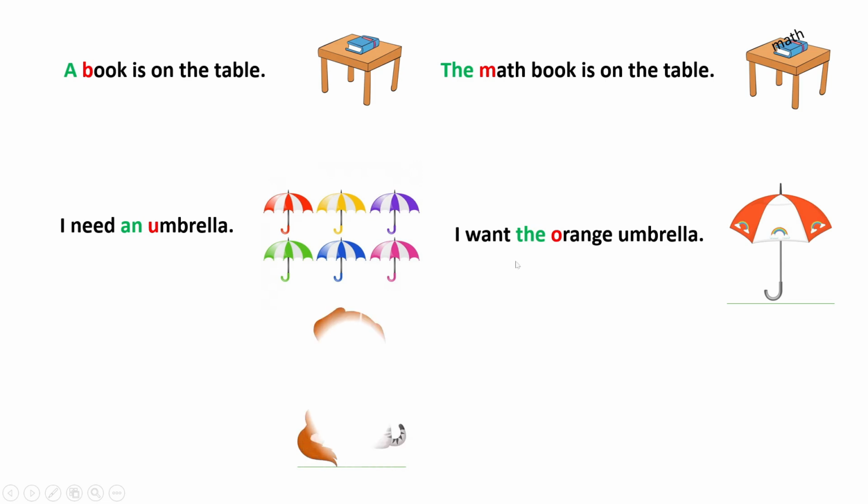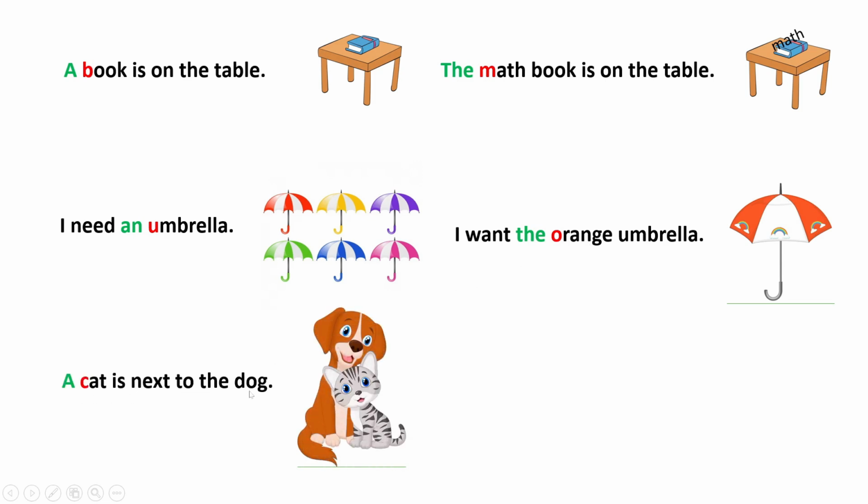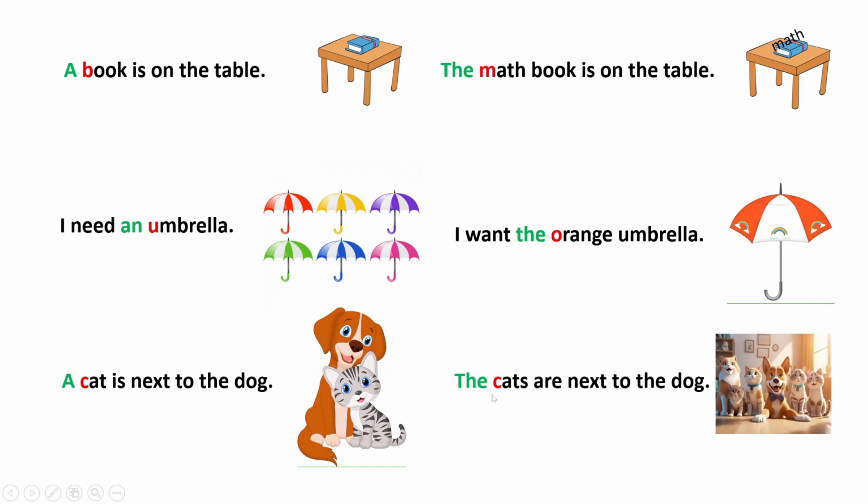The last examples: a cat is next to the dog. Here we see a cat next to the dog, but we don't know whose cat this is. That's why we have the indefinite article, "a cat." The last example: the cats are next to the dog. In this example, these are my cats. We're talking about the cats, so we know about them. That's why we have the different article here.